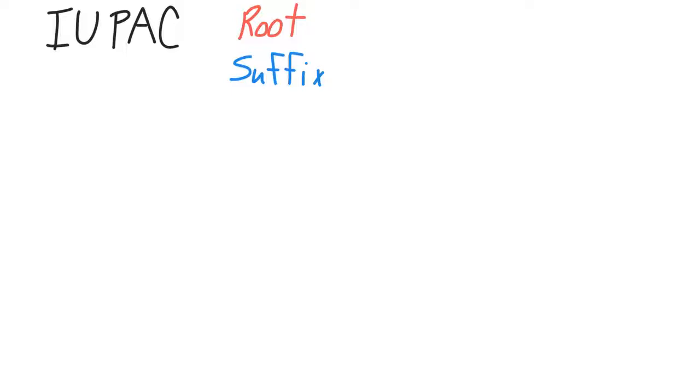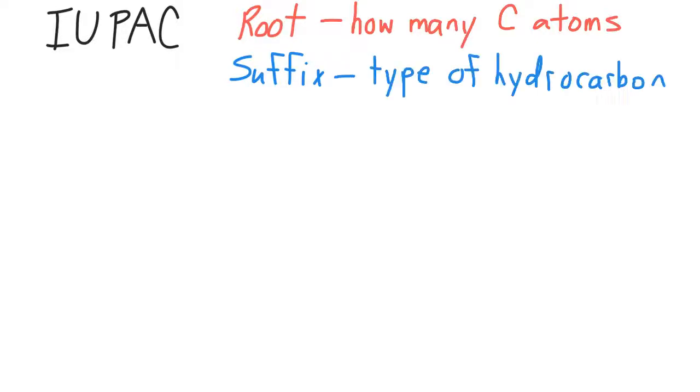The International Union of Pure and Applied Chemistry has rules for naming hydrocarbons and all other organic compounds. Simplified, the names all contain a root and a suffix. The root tells you how many carbon atoms exist in a single molecule of the compound. And the suffix tells you the type of hydrocarbon, so whether or not it's an alkane, an alkene, or an alkyne.